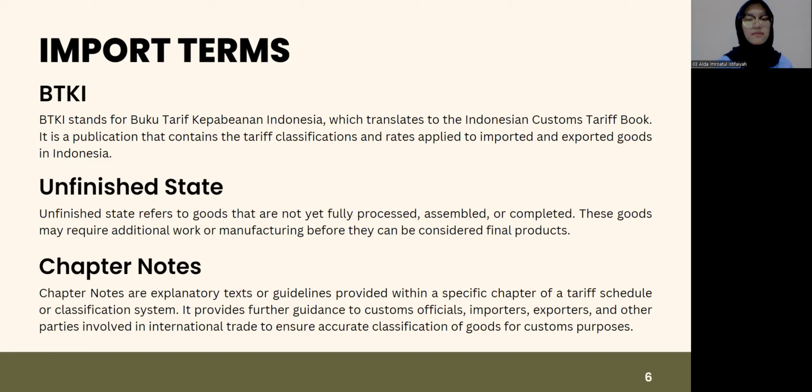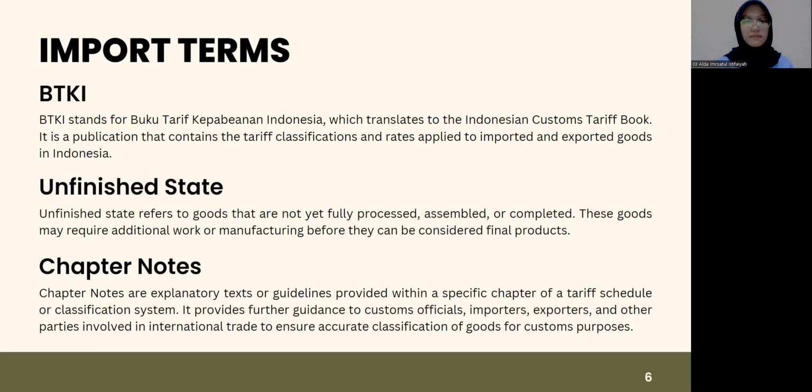And then for one, we have BTKI, which stands for Buku Tarif Kepabeanan Indonesia, which translates to Indonesian Customs Tariff Book. This is categorized as an import term as it stands for the Indonesian Customs Tariff Book, which is primarily used for determining the applicable tariff rates on imported goods in Indonesia.